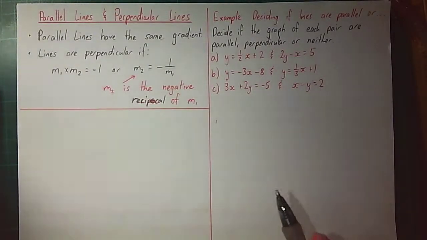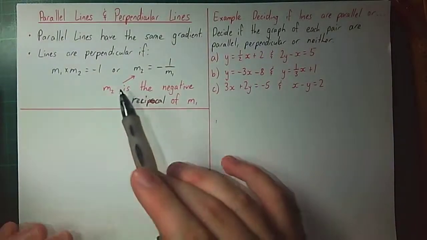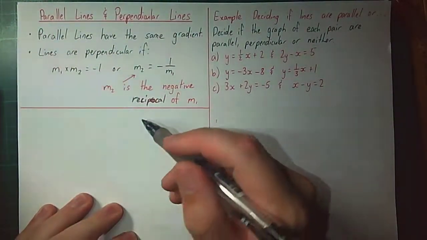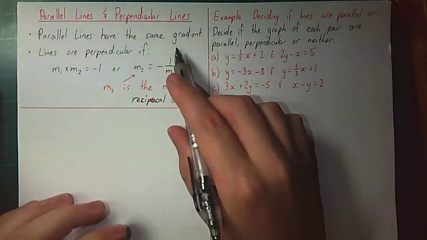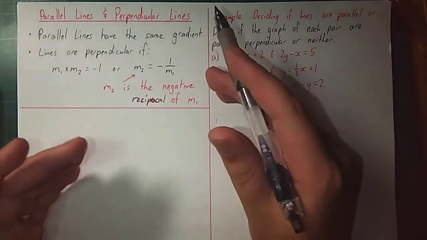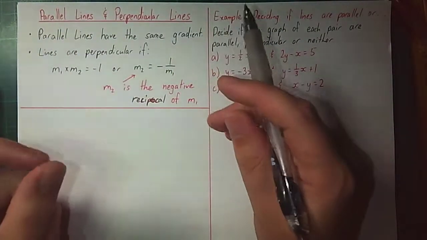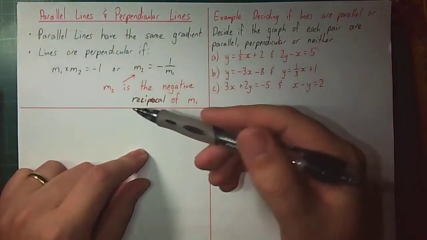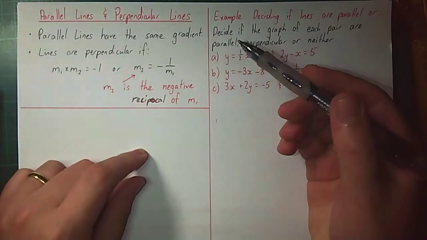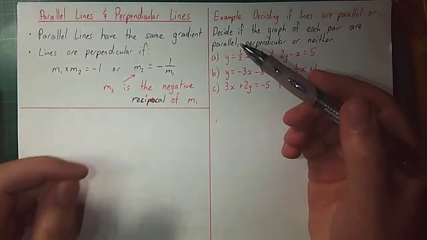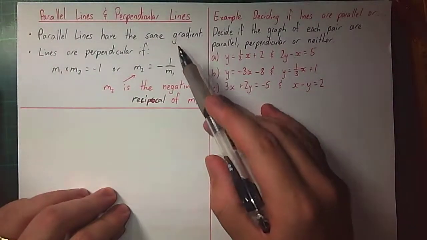In this video, we're going to be looking at parallel lines and perpendicular lines. For parallel lines, the important thing to know is that they have the same gradient. That's the only thing that we can look at when we're looking at lines given in a form, say y equals mx plus b. If the m is the same, then that means that they're parallel.